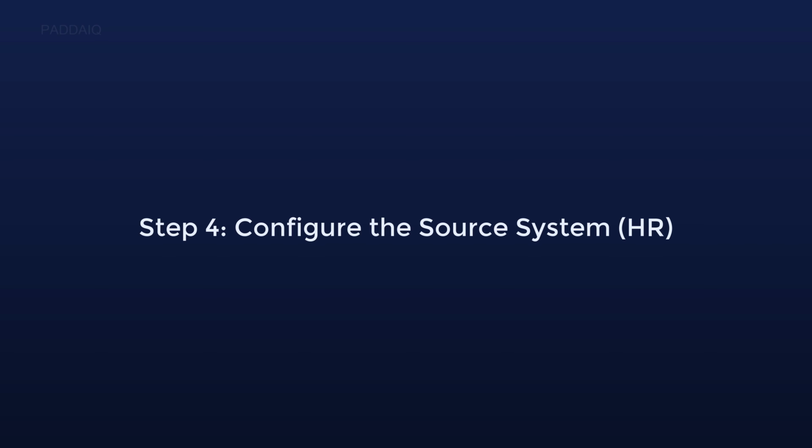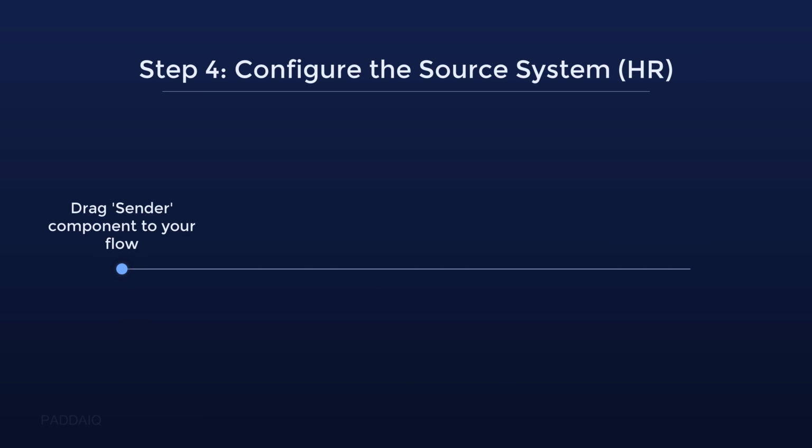Configure the source system for human resources. Drag sender component to your flow. This means you are adding the starting point of your integration that will send HR data. For example, this could trigger whenever a new employee is hired in your HR system. This simple action sets up the foundation for your data to move automatically.